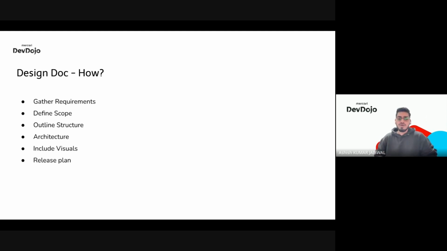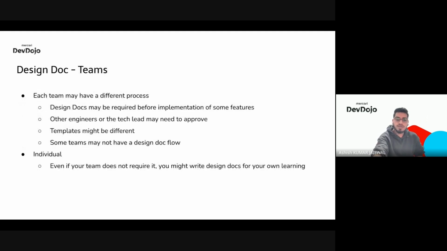Next is the release plan and deployment plan. It's also recommended to mention how the release is going to be, when it's going to be, what the plan for that is, and whether there is a feature flag strategy for this or not. This information can also be mentioned in the design doc. Okay, so let's move on to the next one.